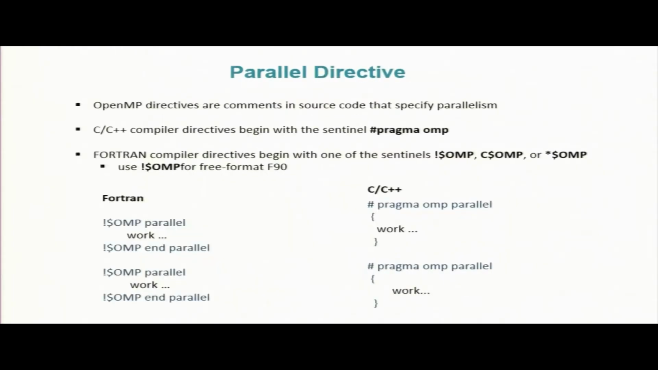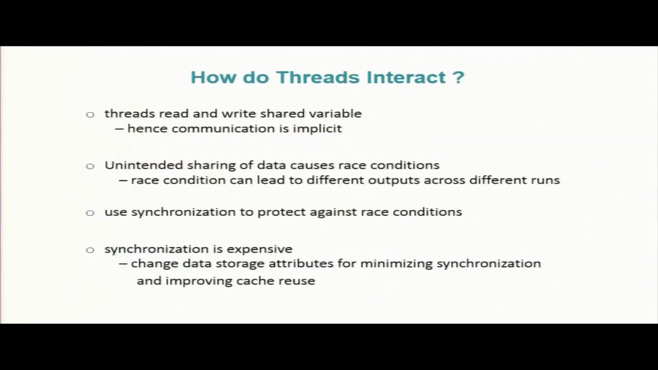So here we have the parallel directive for Fortran and C. For Fortran, I'll have just one or two slides, then we'll mostly be talking about OpenMP. But the same constructs would be applicable in Fortran also, maybe in slightly different syntax. So we can have multiple parallel regions, like this is one parallel region, then we can have another parallel region, and so on. So how do threads interact among themselves?